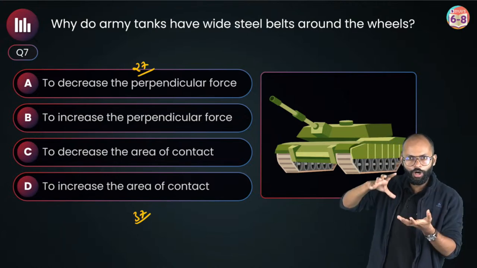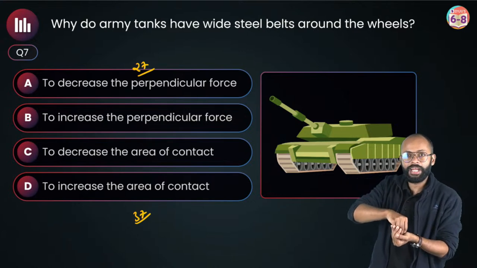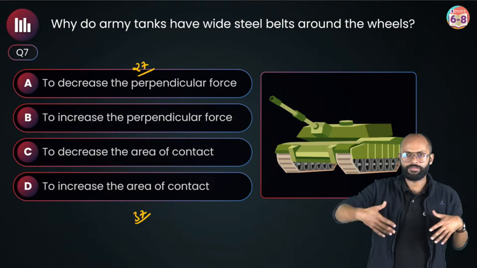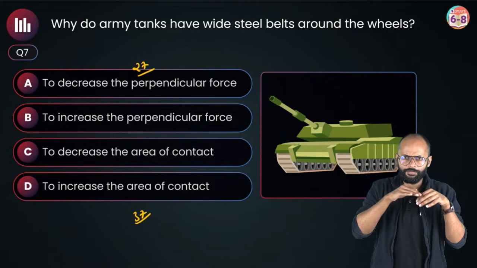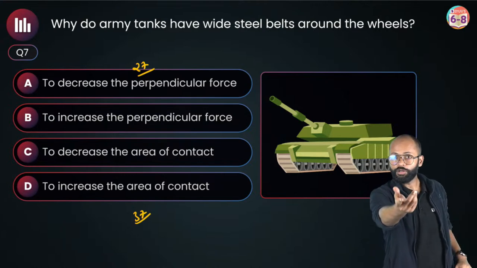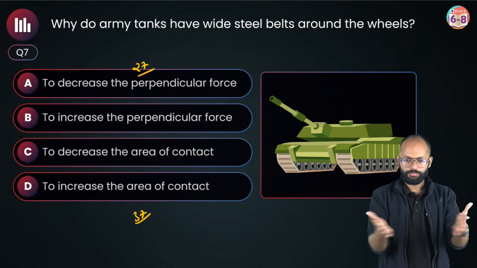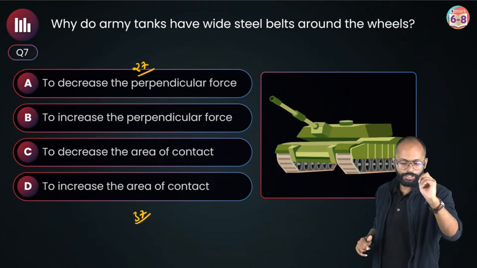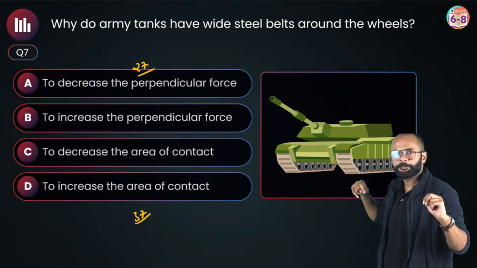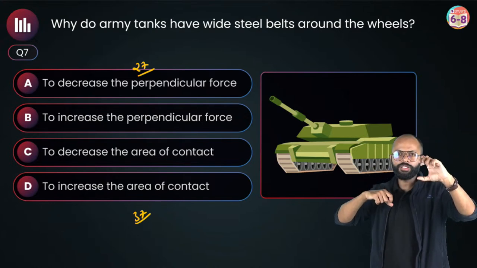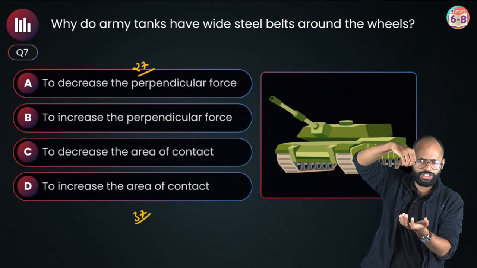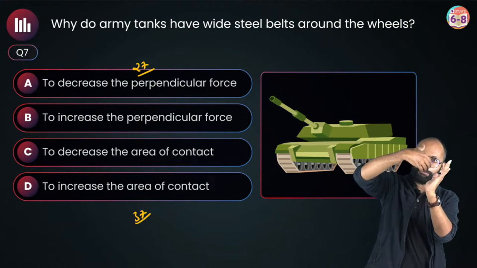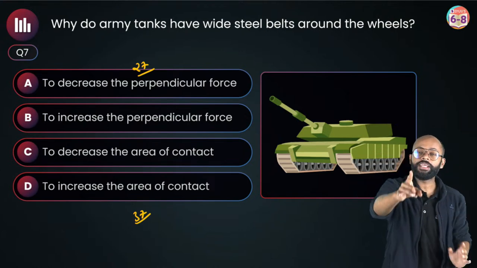If you are walking on a beach, your feet go inside the sand. But if you are wearing those swim pads, or if you have those skiing pads, or big shoes with large soles, your feet will not go inside the sand. Soch ke dekho, ye belt lagane ka fayda kya hai? When the tires touch the ground, they touch on one point. But when a belt touches the ground, more area is there, right?